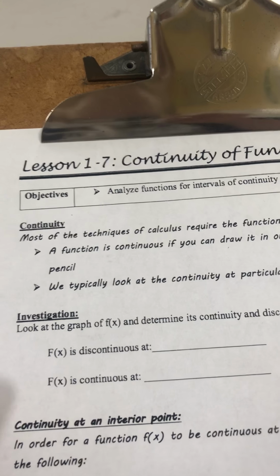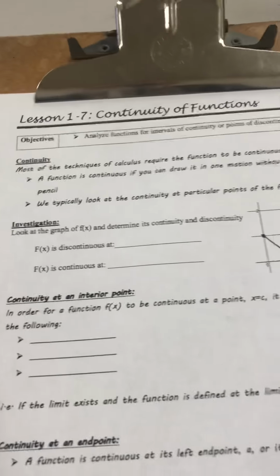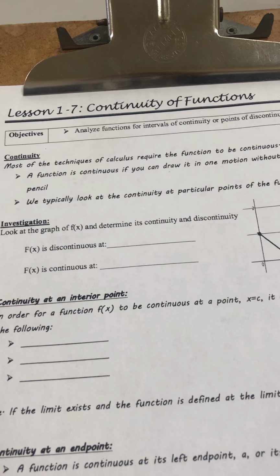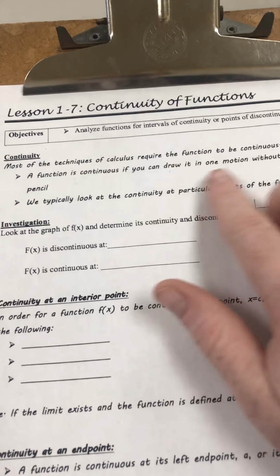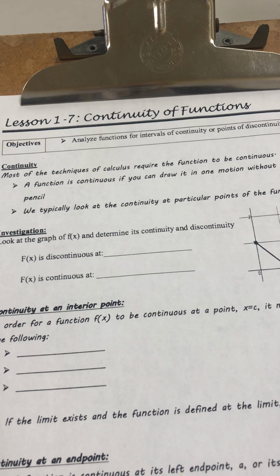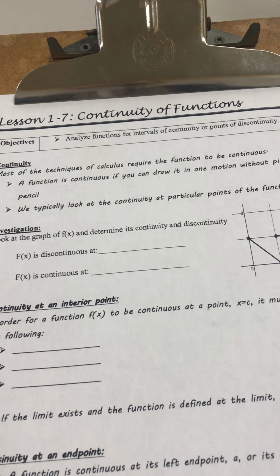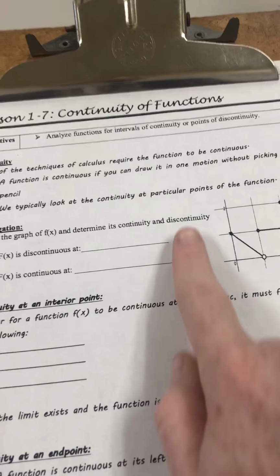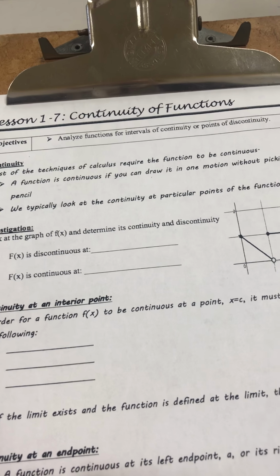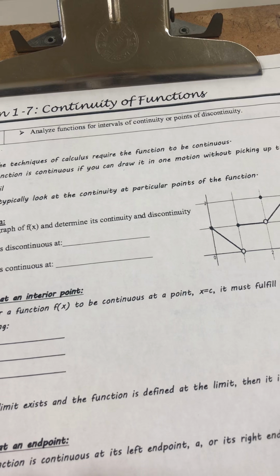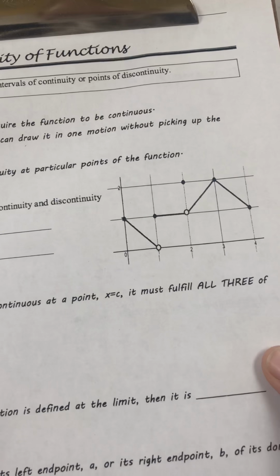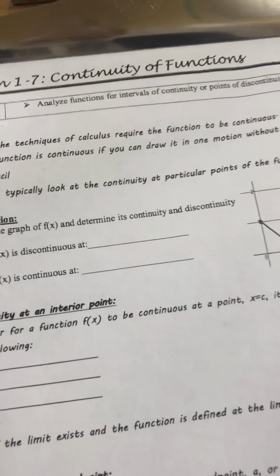Okay, we're going to talk about the continuity of functions, okay? So most of our techniques that we're going to use in calculus from here on out require the function to be continuous, like a derivative or an integral, which you'll learn later. And a function is continuous if you can draw it in one motion without picking up a pencil. Okay, we typically look at the continuity at particular points of the function, which we will do below with this example, and determine where it's continuous and where it's discontinuous, okay?